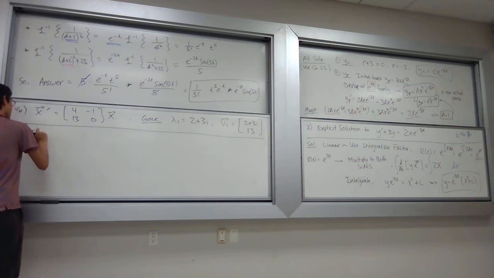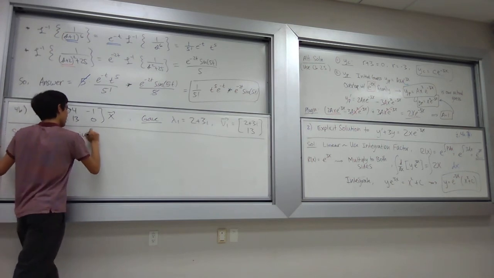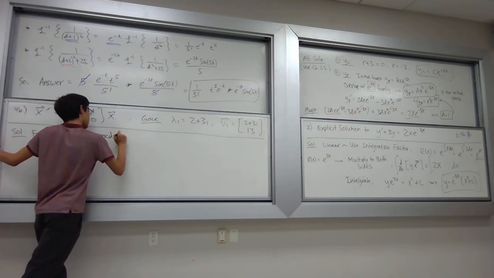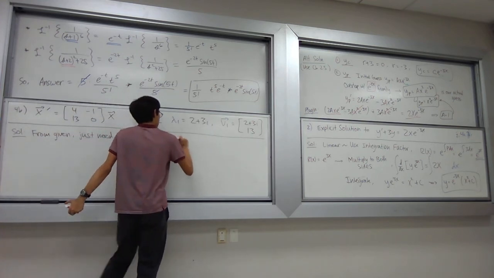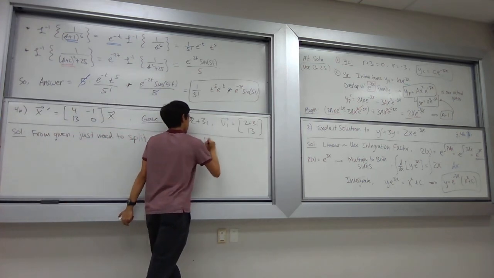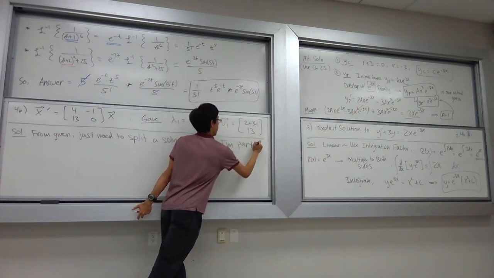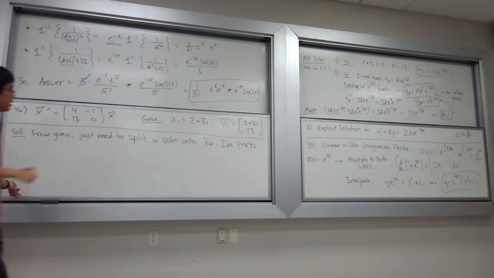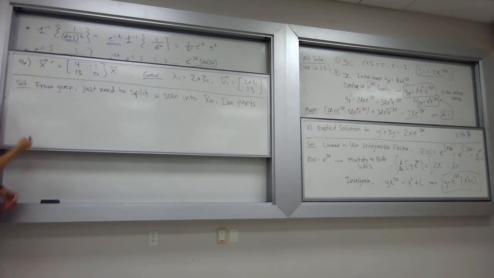So from the given, we just need to split a solution into the real and imaginary parts. Okay. Is that okay for everyone? What does a solution look like, assuming c equals 1 in front?